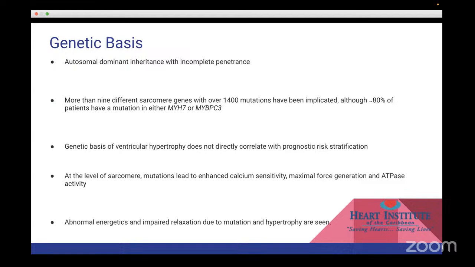The genetic basis is autosomal dominance with incomplete penetrance. More than 9 different sarcomere genes with over 1,400 mutations have been implicated. But even though there are that many, there are 2 main ones seen in 80% of patients: a mutation in either MYH7 or MYBPC3. At the level of the sarcomere, mutations lead to enhanced calcium sensitivity, maximal force generation and ATPase activity, and abnormal energetics and impaired relaxation, due to mutation and hypertrophy.